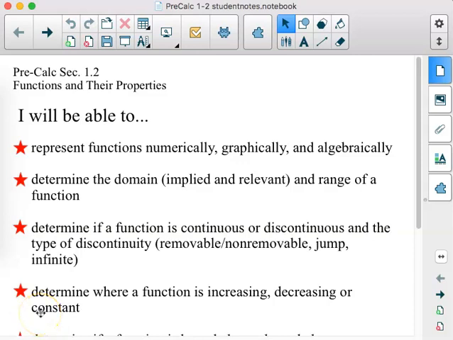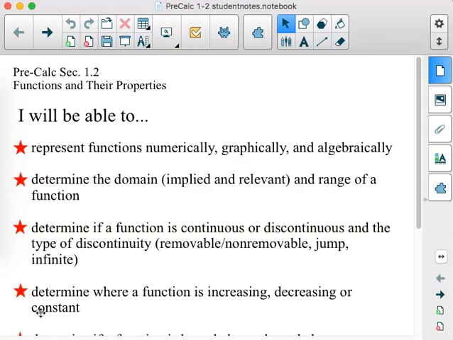So day 3 out of day 5, and representing functions numerically, graphically, algebraically, a lot of review in that. Determine the domain implied, and you were introduced to something new called relevant domain, which has to do with word problems and making sure that we tell people, you know, this is actually something we're supposed to be able to use. And then talking about range of a function, and that I think was more on Thursday and Friday.